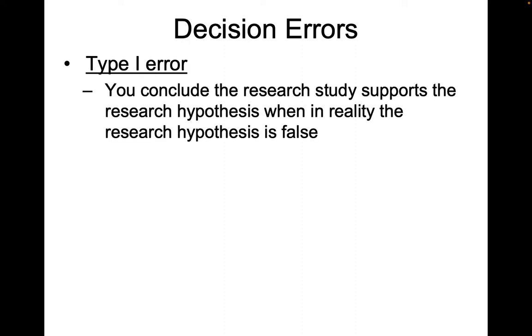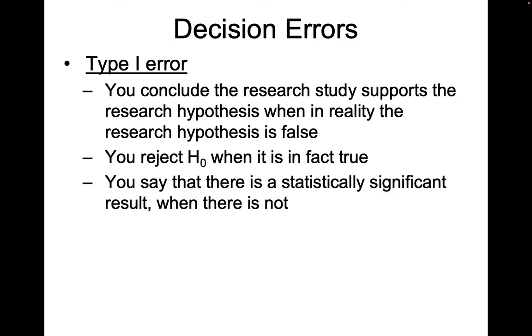So the first type of error we can make is called a type 1 error. This is when you conclude the research study supports the research hypothesis, when in reality, the research hypothesis is false. Another way of saying this is that we reject the null hypothesis when the null hypothesis is actually true. Yet another way of saying this is that we say that there is a statistically significant result, but there really isn't.